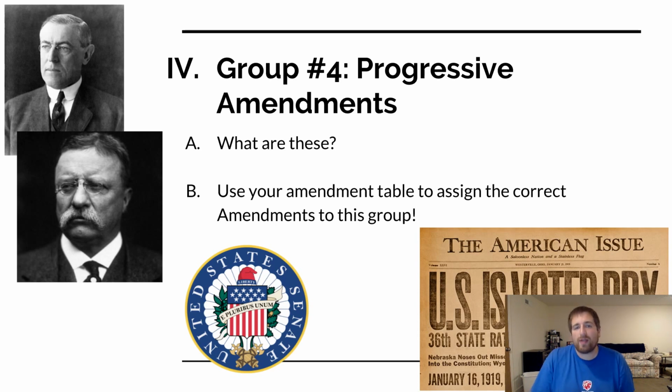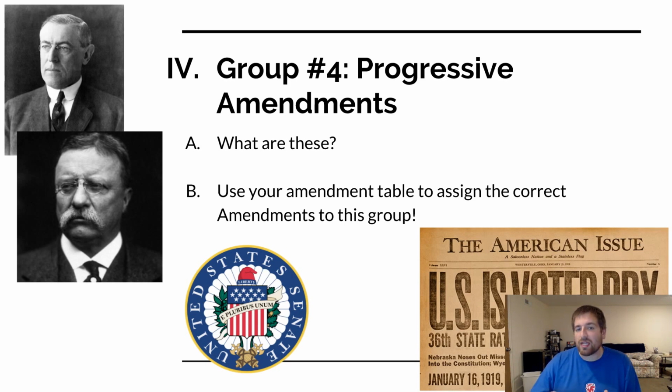Now, one trick to this is similar to Group 3. These will be 3 consecutive amendments. They will be in order. You may want to go look at the dates when some of these amendments were passed, because like I said, late 1910s to early 1920s. Maybe go look at the amendments that were passed during that time.